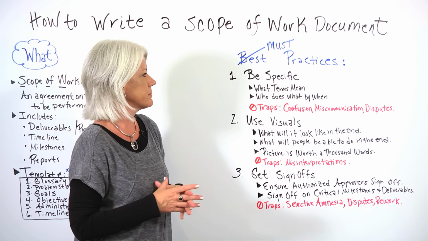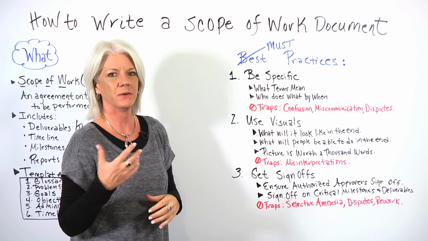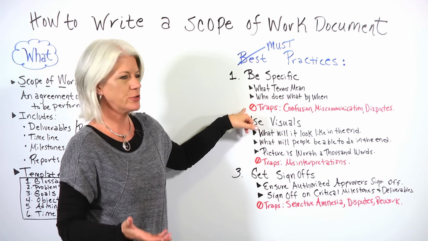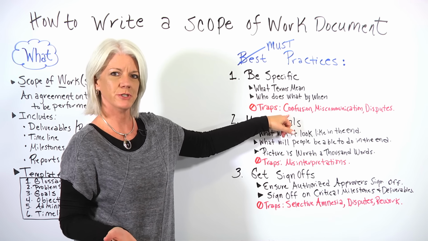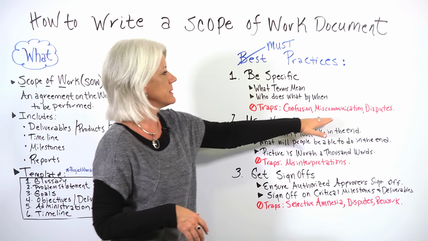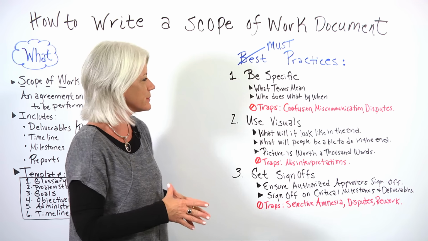You also want to be specific when you're defining who does what and by when. By doing this, you're avoiding some of the traps, which could be confusion, like who's doing what and when, or what things mean, or miscommunications, which ultimately can lead to some disputes.